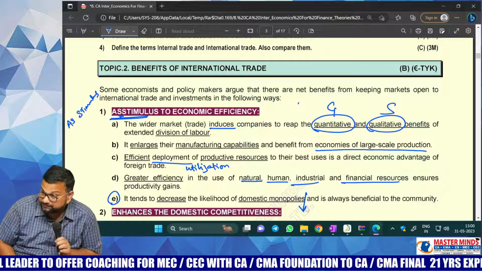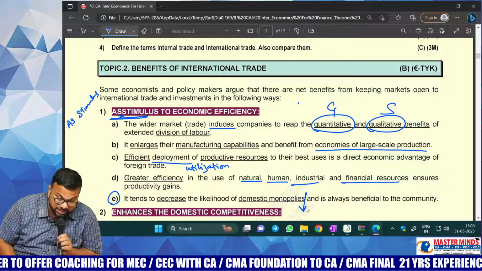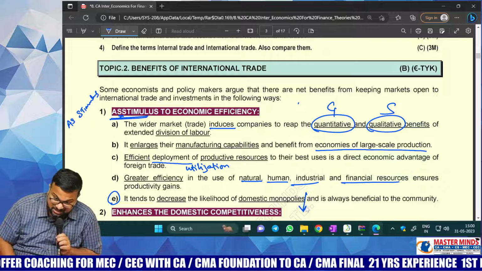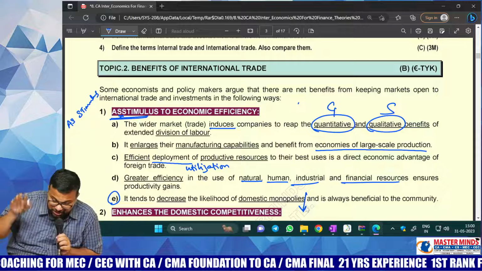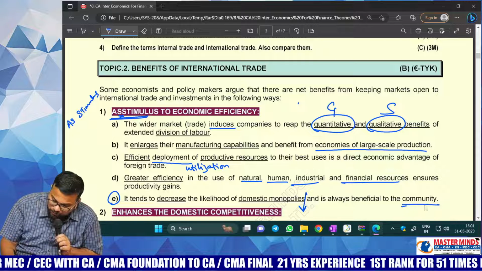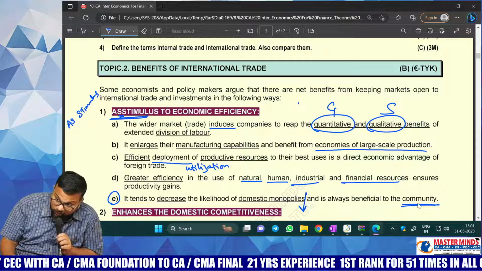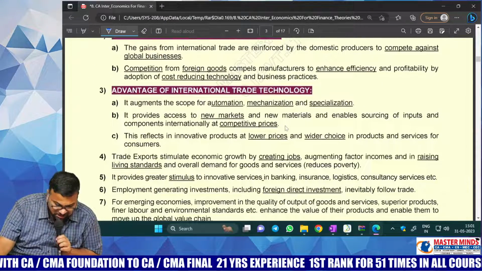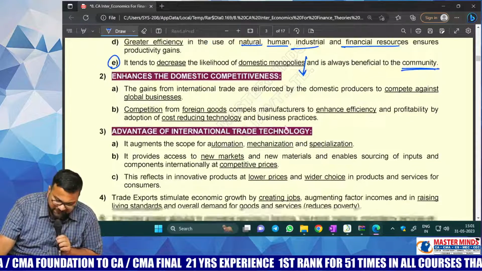Monopoly means single seller. When there is increase in competition, the number of companies increases. That means the power of existing companies will decrease, which will benefit the community. Community means people, because people can get a wide variety of goods at lower prices. Okay, cheaper prices or lower prices. That is the first advantage.